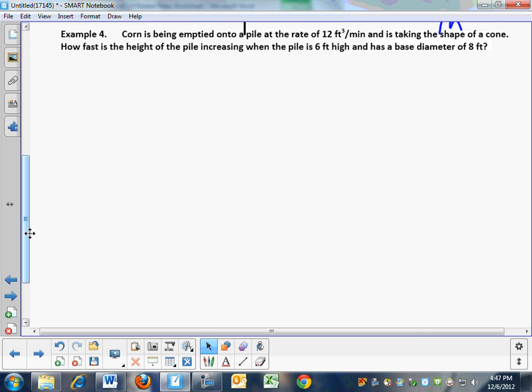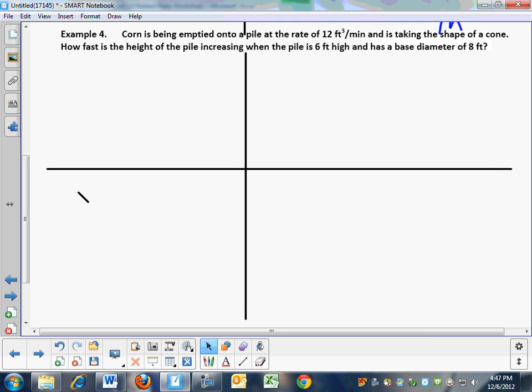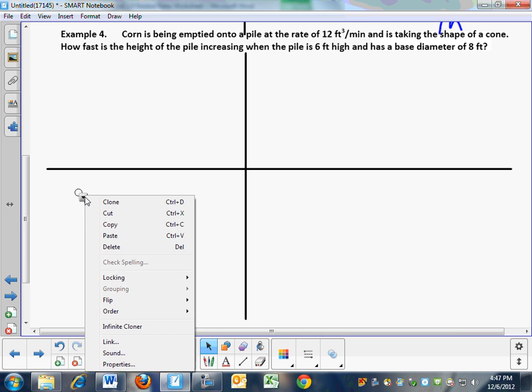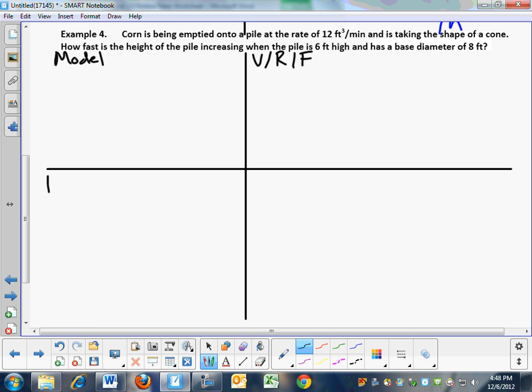And the good thing is if you draw your boxes, at least you know where to start. And after a while, you just know what the boxes mean. I'm going to draw my box. I'll model it. Variables, relationships, formulas, anything like that goes over there. Make my plan. And solve.